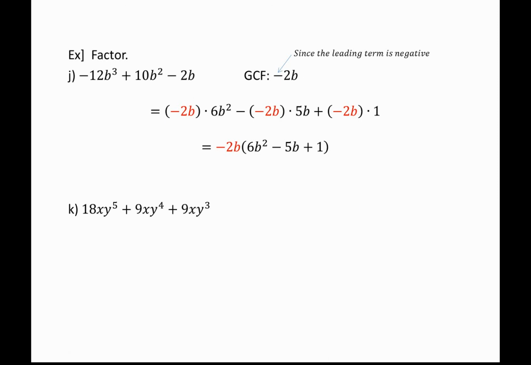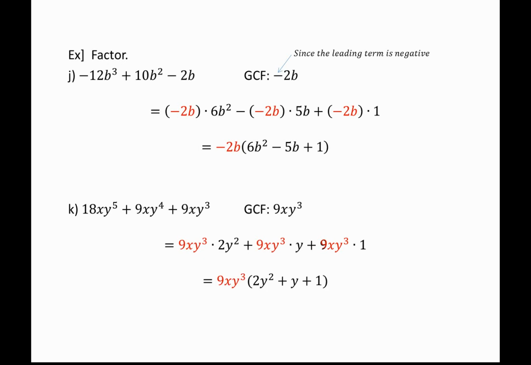So hopefully this is getting easier as we go. Let's look at example K. Numerically, it looks like the GCF is a 9. They all have at least a factor of 9. They all at least have 1 factor of x, and they all at least have 3 factors, it looks like, of y. So I believe 9xy cubed is the GCF. Isolate those factors within each term, and then pull it out to the front and write the remaining factors as the terms inside of the parentheses. And that's all there is to it.